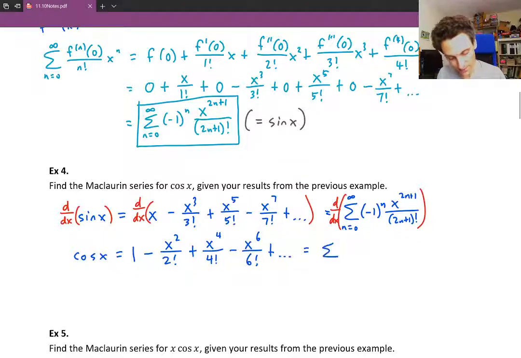Let's start writing this out. Negative 1 to the n, and then we've got x to the 2n over, and then 2n factorial. There we go.